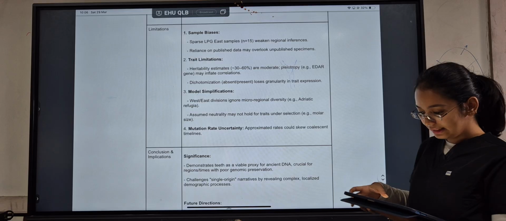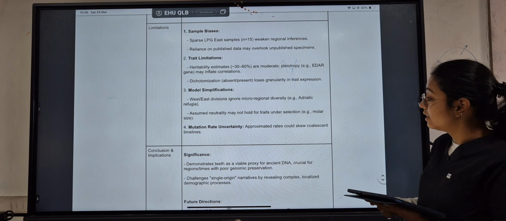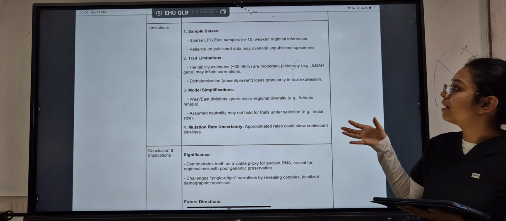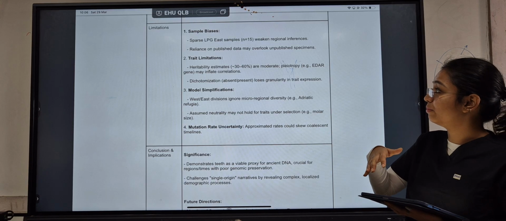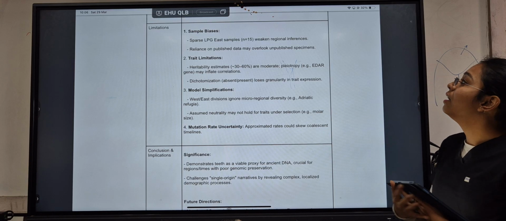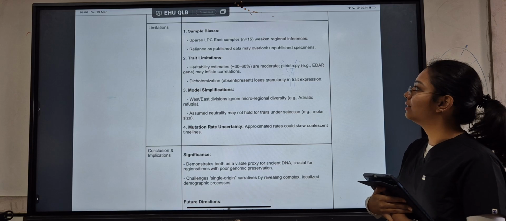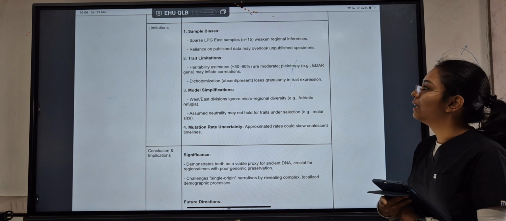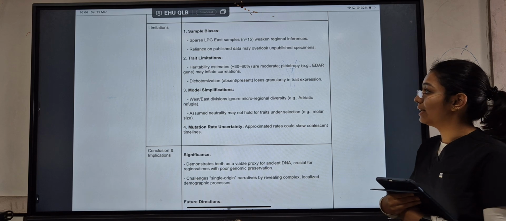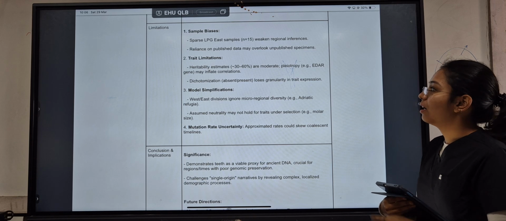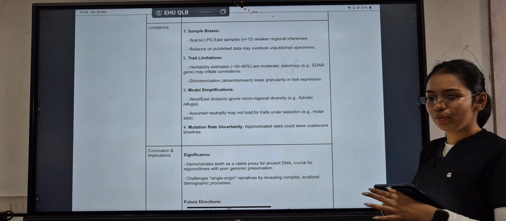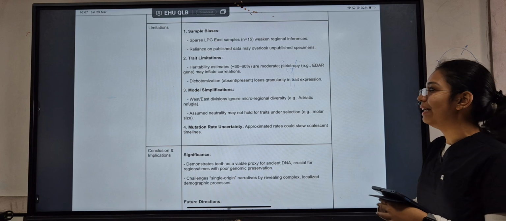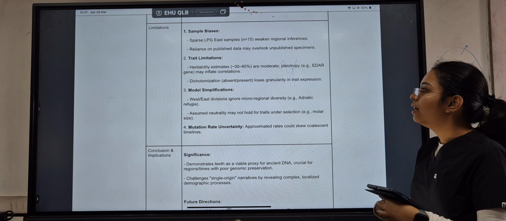And the limitations: there are sample biases. Sparse eastern samples weaken regional inferences. Reliance on published data may overlook unpublished specimens. There were also trait limitations. Heritability estimates, approximately 30 to 60%, were moderate, and pleiotropy, for example the EDAR gene, may inflate correlations.